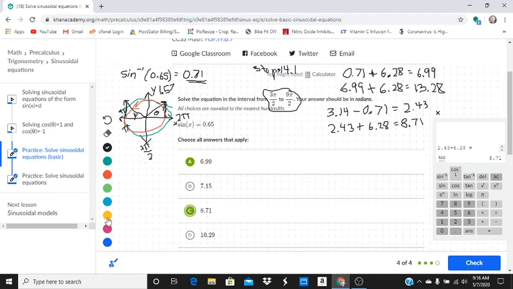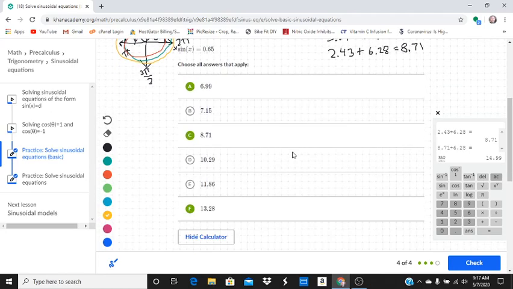Now that we've gone around once, we could try going around another time. We'll have to see, are we less than 9 pi halves? Let's just add the 6.28. And we are not, we're above it. If we go to 9 pi halves, 2 pi is basically the same as 4 pi halves, and we go up to 4 pi, which is 8 pi halves, then 9 pi halves, and we've gone past it. So we've only got 3 solutions for this one.